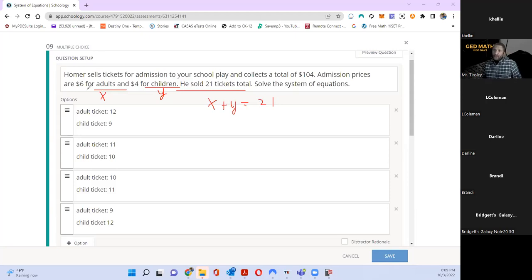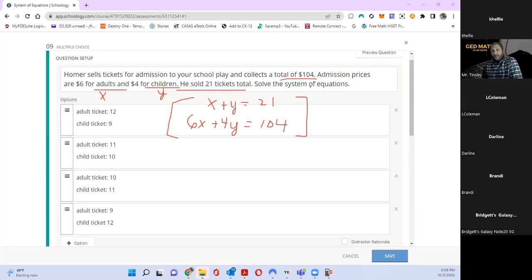My next question is, okay, $6 for each adult. So 6 times however many adult tickets you sold, plus $4 times however many children tickets I sold, must equal 104. So these are the two equations that make up your system of equations: X plus Y equals 21, and $6 times the number of adult tickets plus $4 times the number of children tickets equals $104. Everybody understand that?